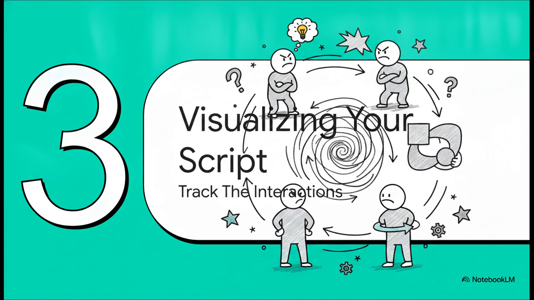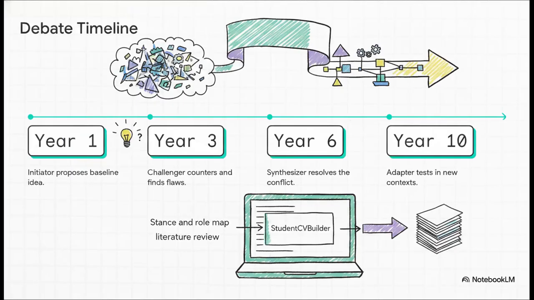Now let's get into Section 3, visualizing your academic script and tracking the interactions. This perfectly illustrates the real power of the debate visualizer. By tracing how theories evolved chronologically, you transform a messy pile of citations into a clear, compelling story. Just imagine looking at your research and seeing exactly this timeline unfold. In year 1, the initiator proposes the idea. In year 3, the challenger finds the flaws. By year 6, the synthesizer resolves it. And by year 10, the adapter tests it.